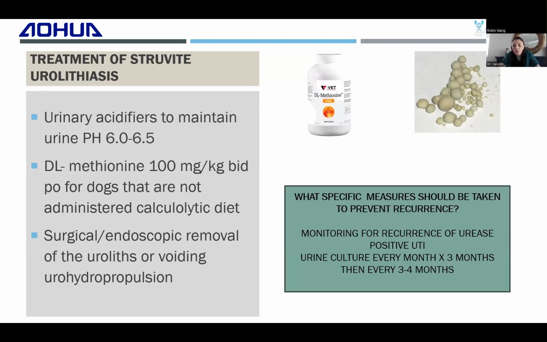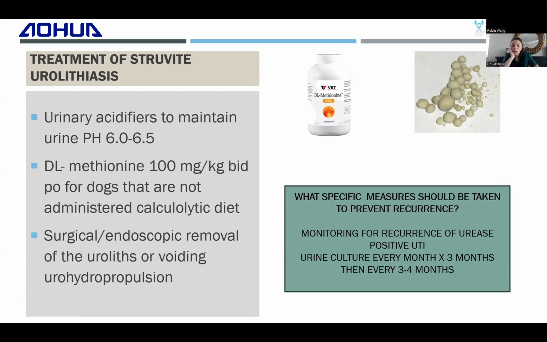But for those calculi, if we want to speed up the process, or if it's not responding to the normal calculolytic diets, then yes, you can add DL-methionine at 100 milligrams per kg BID by mouth for dogs that are not administered the calculolytic diet. You can also give it as an adjunct to the dogs that are receiving the calculolytic diet, but in lower dosages.